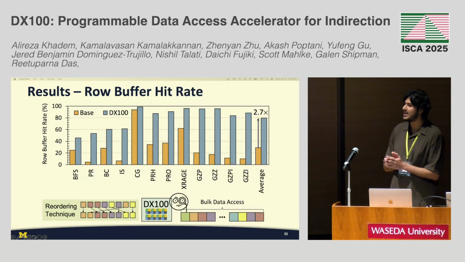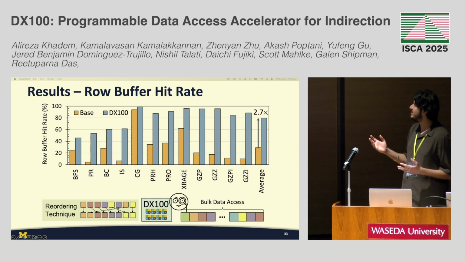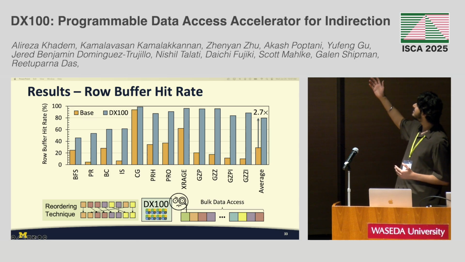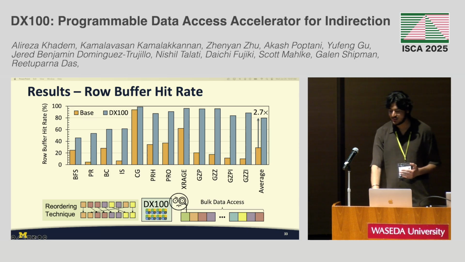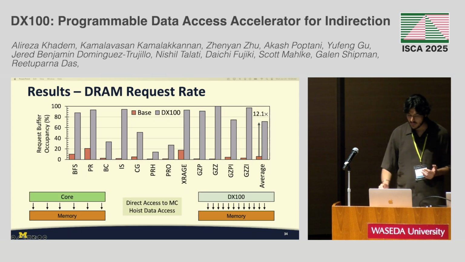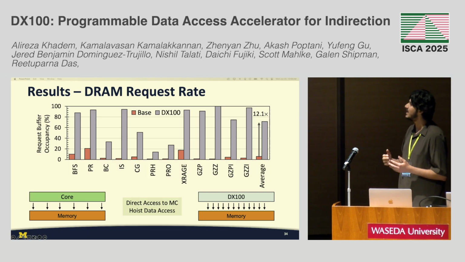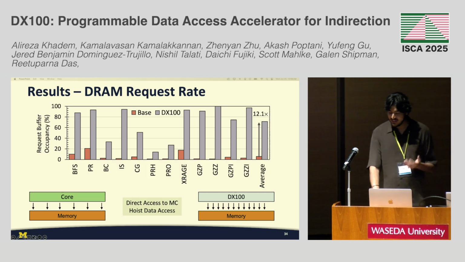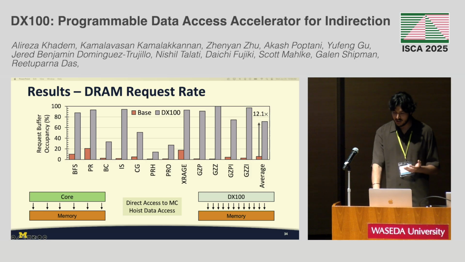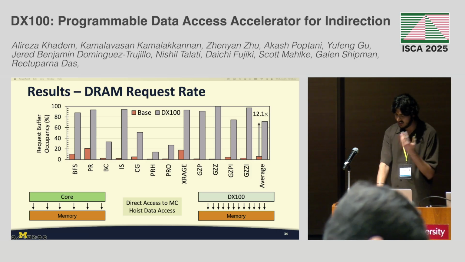The reason why we have increased memory bandwidth utilization is because of increased row buffer hit rate. We see that we have a 2.7 times increased row buffer hit rate. This is because DX100 has visibility into the future accesses and can reorder bulk accesses. This increment in bandwidth utilization is also because of DRAM request rate. DX100 is directly connected to the memory controller, hoists the accesses, and significantly increases the DRAM request rate, which is 12.1 times.